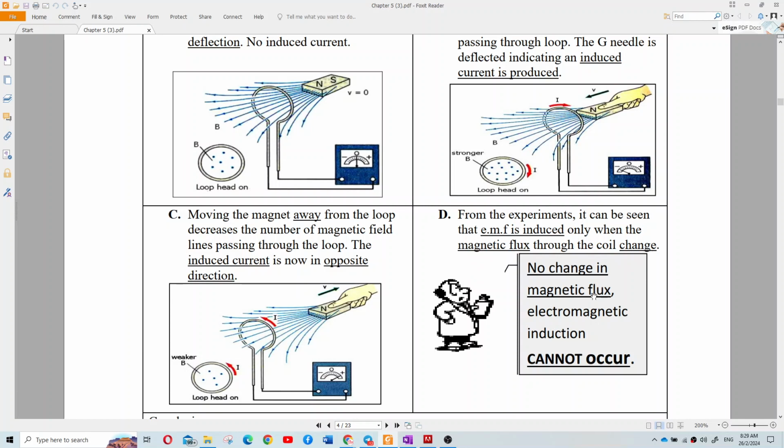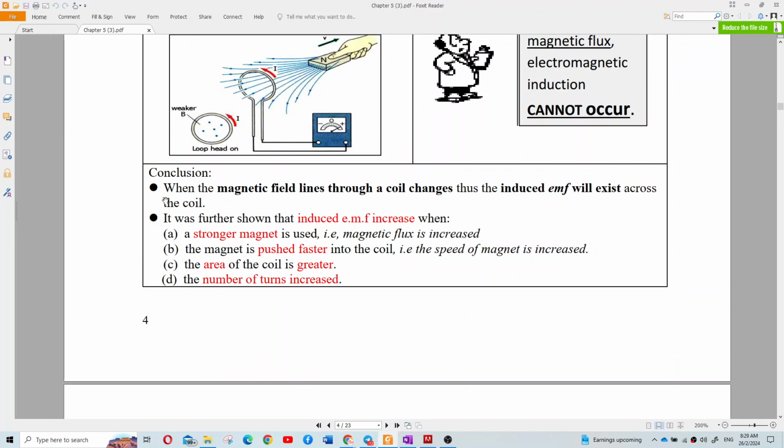If there is no change in magnetic flux, then electric cannot be generated, or electromagnetic induction cannot occur. Electric is generated only when you have a change of magnetic flux. So the conclusion: if the magnetic field lines through a coil, this is the magnetic flux, change, then induced EMF will exist. That means it will generate electric.